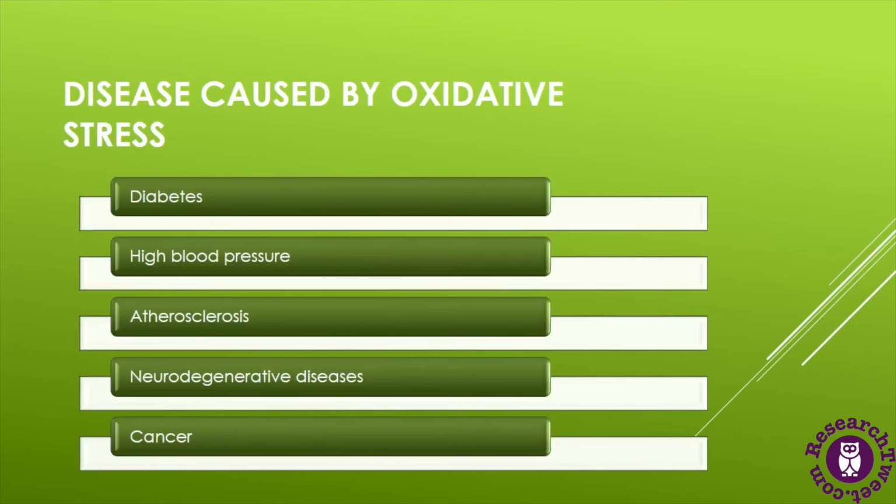Now let's understand the diseases caused by oxidative stress, because as we have discussed, the condition of oxidative stress is very harmful for our body. In this condition the free radicals start damaging our tissues and biomolecules. So this condition causes various diseases in our body, like diabetes, high blood pressure, atherosclerosis. There are several neurodegenerative diseases which are caused by oxidative stress, and sometimes it is also reported that cancer is caused by the condition of oxidative stress.